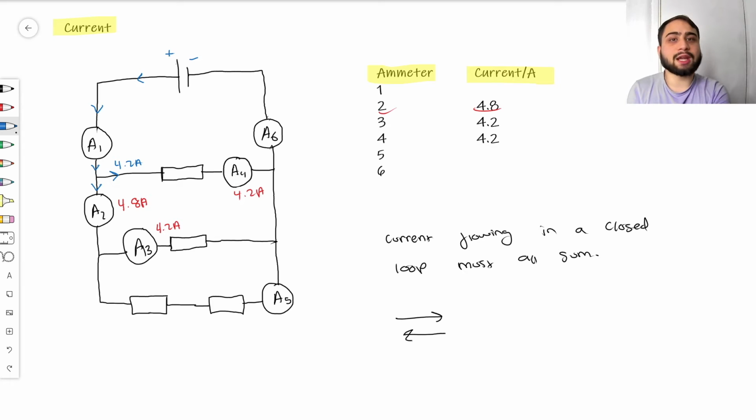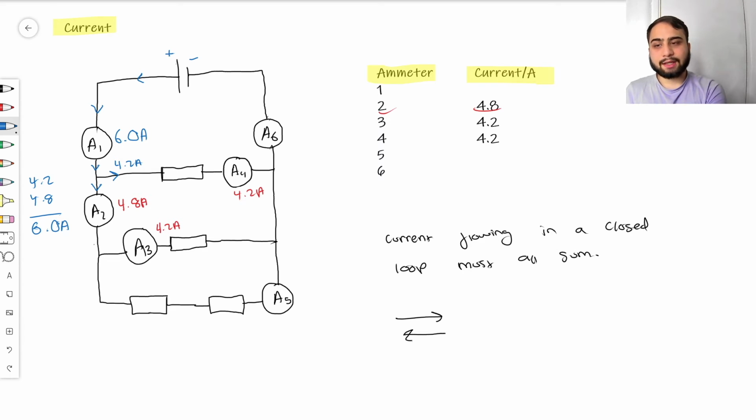But this all came from a larger current, so we just do 4.2 plus 4.8, which just ends up being 6.0 amps. So flowing into A1 must be 6.0 amps. All right, I hope that makes sense.